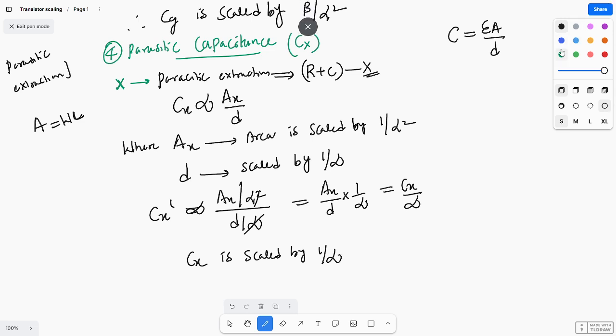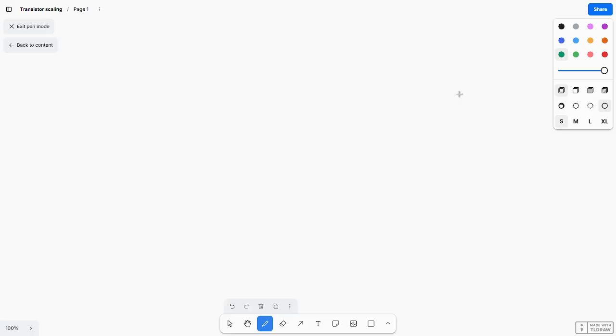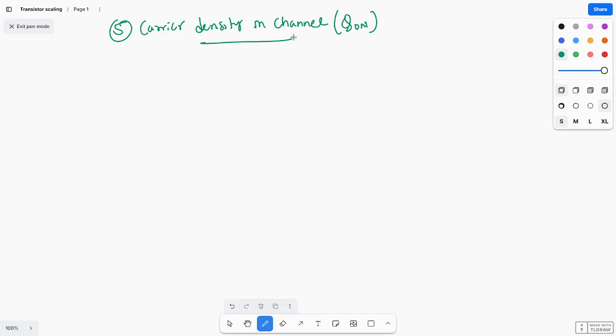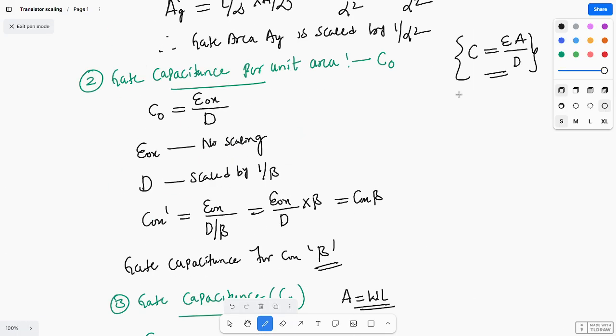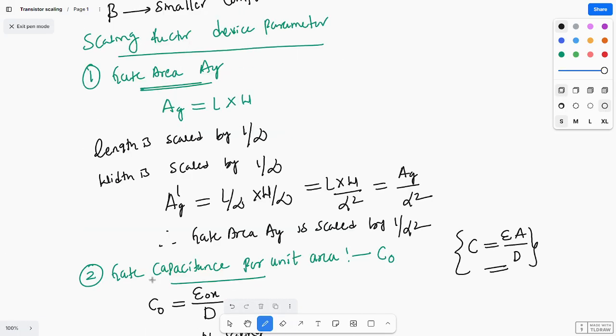Okay, and the next, the fifth one, we'll see: carrier density in channel. Carrier density in channel means let us take Q1. Q1 is nothing but the carrier density in the channel. Carrier density in the channel is given by Q1 equals C0 into VGS. We know what C0 is; we have already seen. C0 is nothing but gate capacitance.